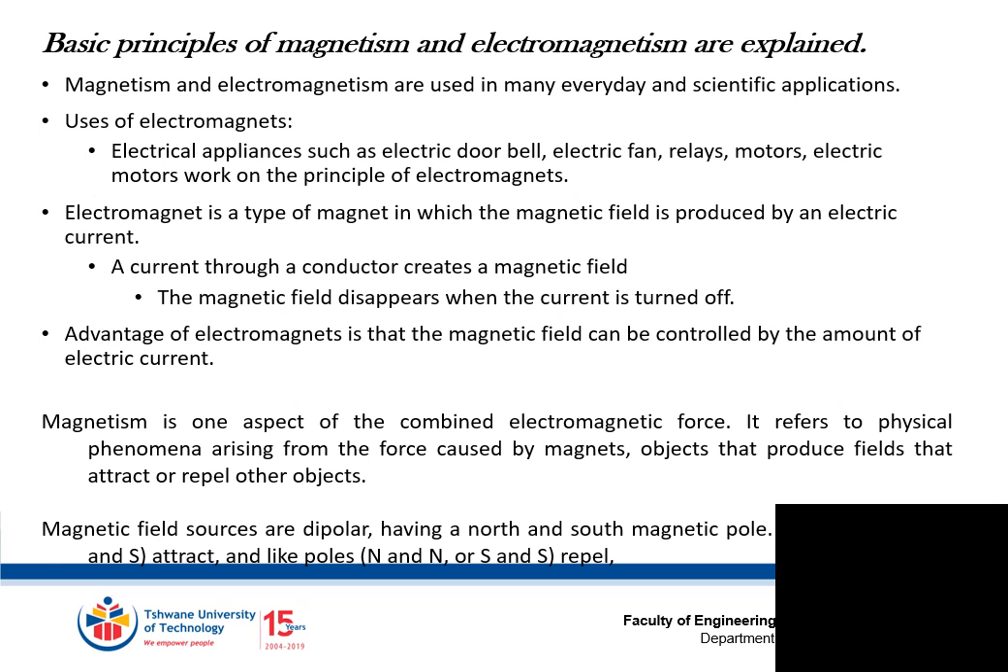Magnetism is one aspect of the combined electromagnetic force. It refers to the physical phenomena arising from the force caused by magnets, objects that produce fields that attract or repel other objects. Magnetic field sources are dipolar, having a north and a south magnetic pole. The north and south poles attract, and like poles, north and north or south and south, will repel.